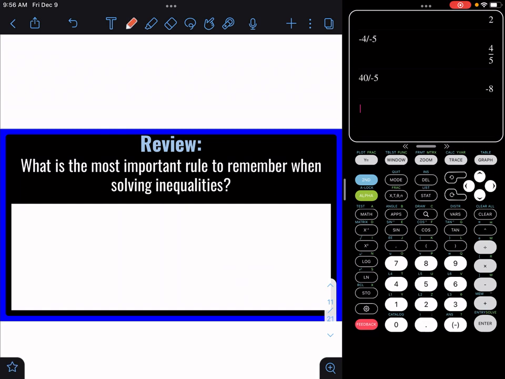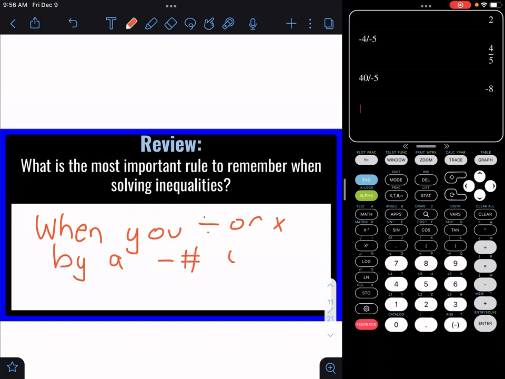We have to remember that when you divide or multiply by a negative number, you flip the sign. So when we are trying to get that y by itself, if there is a negative number attached to that y, either being multiplied by the y or being divided, to get rid of it, we will have to multiply or divide it, and then flip the inequality sign.